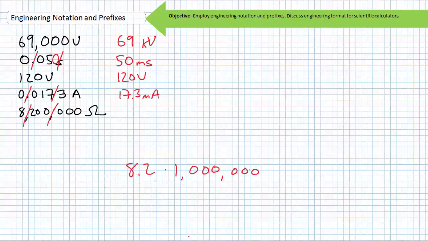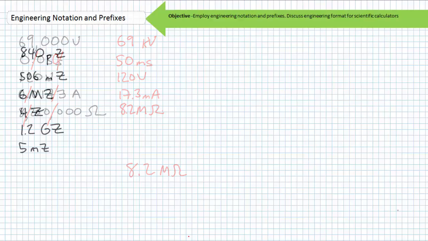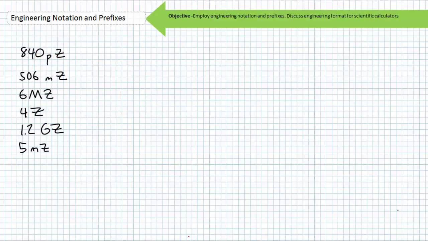The final example is 8.2 times 1 million, or 10 to the 6th. 10 to the 6th could be replaced by the mega, or capital M prefix. Therefore, this number is better represented as 8.2 megaohms, where an ohm is a measurement of opposition to current flow. All right, third set, same song in reverse.